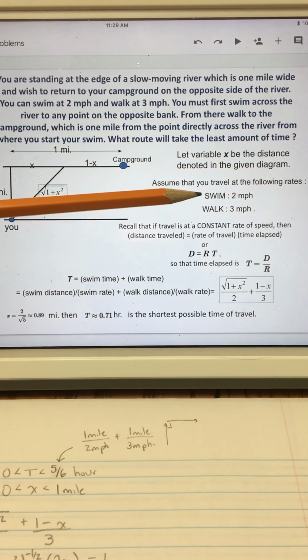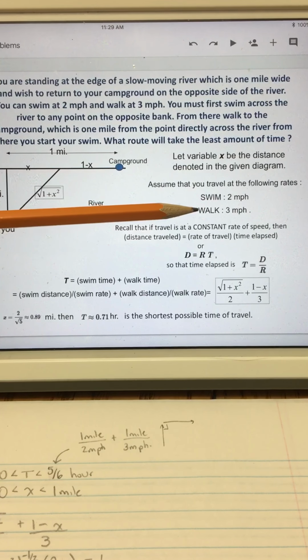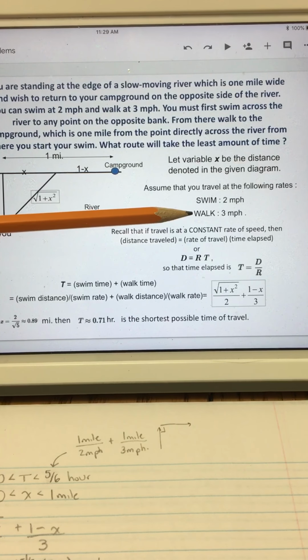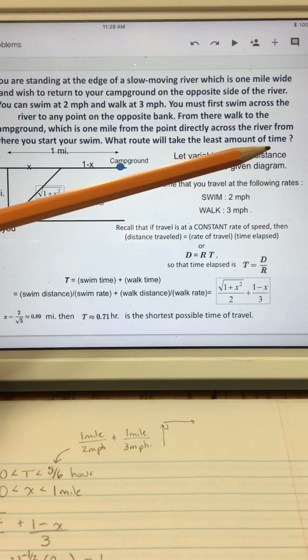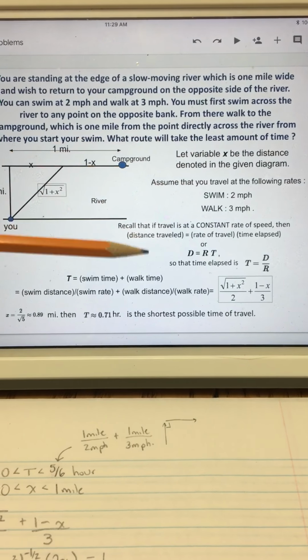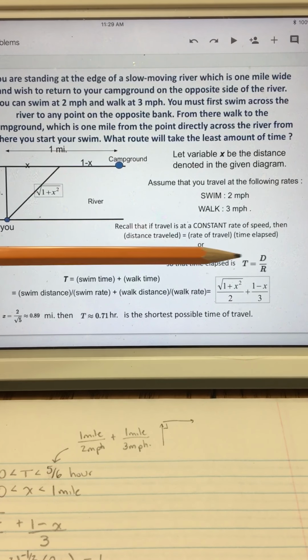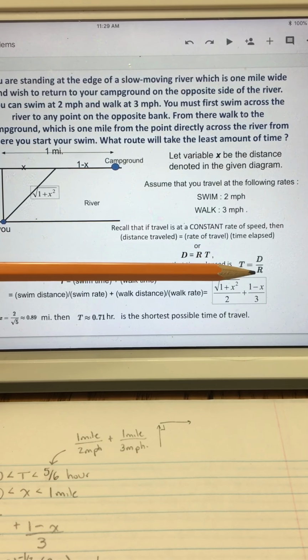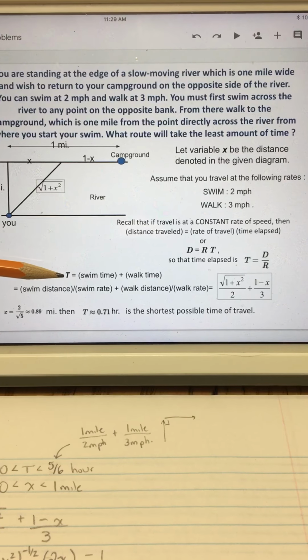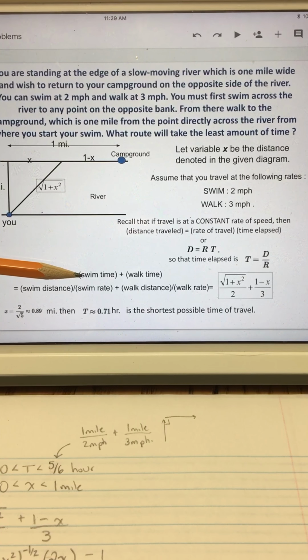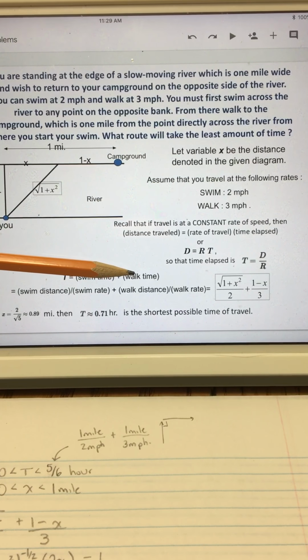Now, we know that we swim at 2 miles per hour and walk at 3 miles per hour, which is a speed, and we're given a bunch of distances in our diagram, but the question is asking us about time. So we need to recall that time elapsed would be the distance traveled divided by the rate that you are traveling. So the time that you're going to take overall is the time that it takes you to swim plus the time that it takes you to walk.